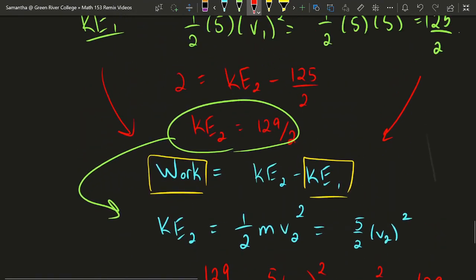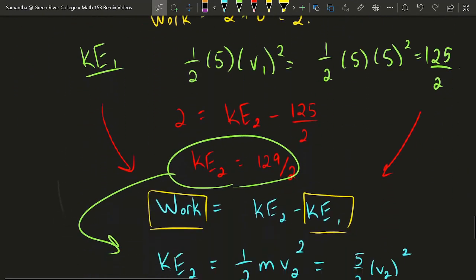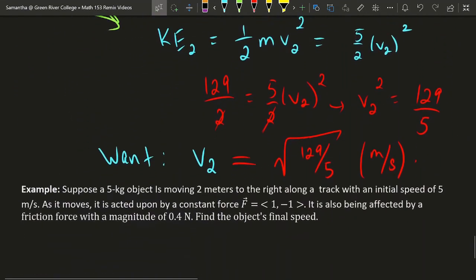So just from the displacement, the initial speed, the mass, and some notion of the forces acting on the object, we can deduce the object's final speed. Pretty cool, I think.